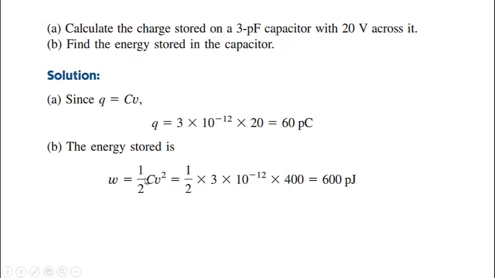Now, how much is the energy stored? Energy stored will be equal to 1 by 2 CV square. C is given, V is given. This is actually a DC voltage, so we don't have a changing voltage here. It comes out to be equal to 600 picojoules. We can also use the value Q square by 2C. In that case also you will get the same value.